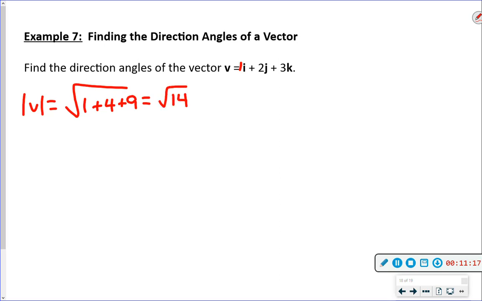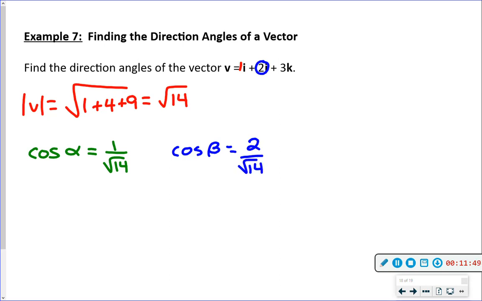All right. I'm going to do them in order. There's 3 of them. So let's do alpha first. It is our first entry on our vector, the a1, or 1 in our case, over the square root of 14. Now, we don't have to worry about rationalizing. I'm going to do the calculator work at the end. I'm just going to set them all up. And then to get the second angle, beta, our second entry, 2 over the square root of 14. And then we'll get our last one, gamma.